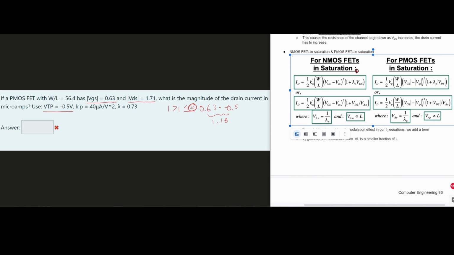What's important is knowing how to use the formula and why we're using it. And if we do this, we are going to get an answer in microamps, this is important right here, of approximately 42.9. And that's how we would go about solving this problem and thinking about it.